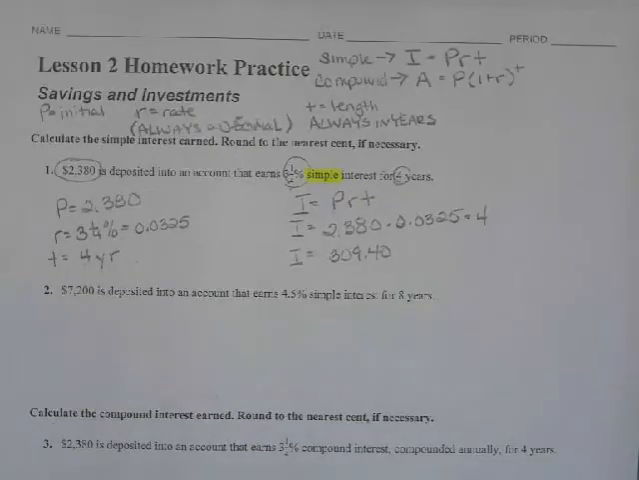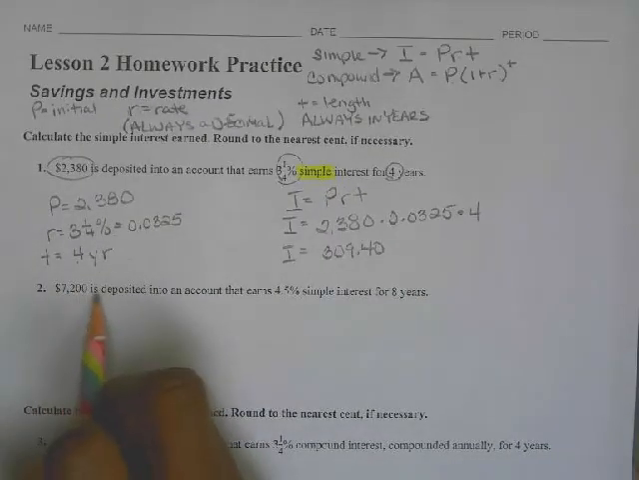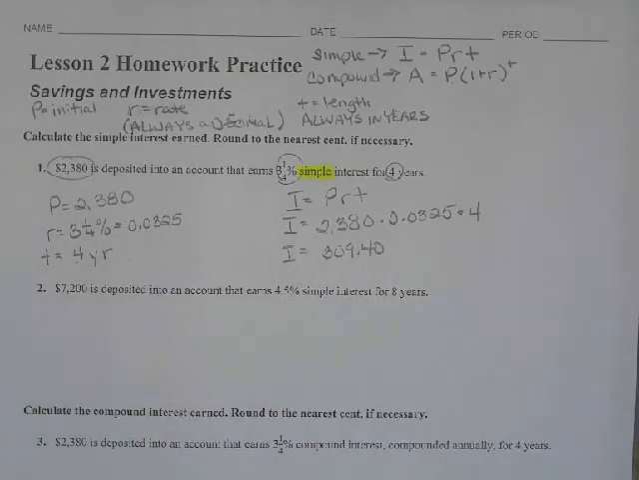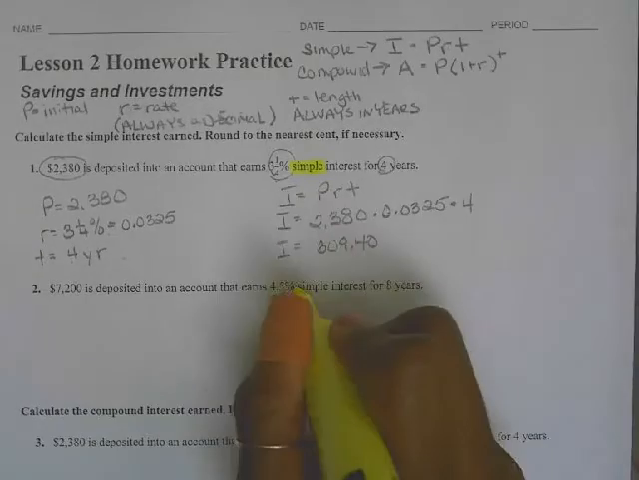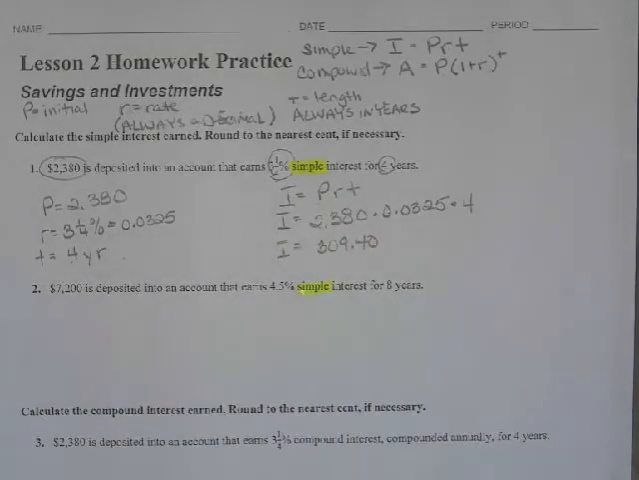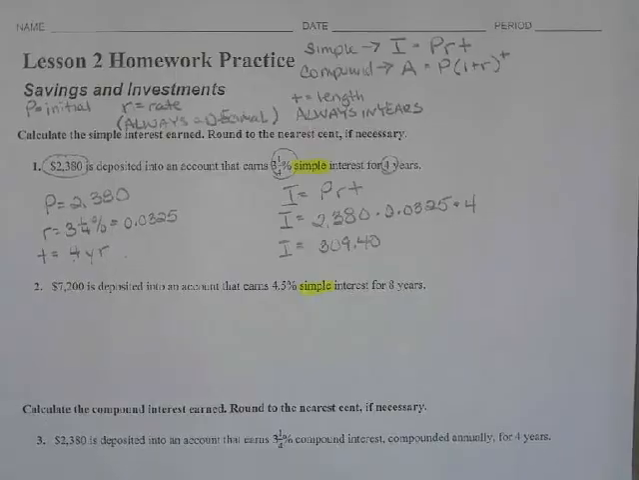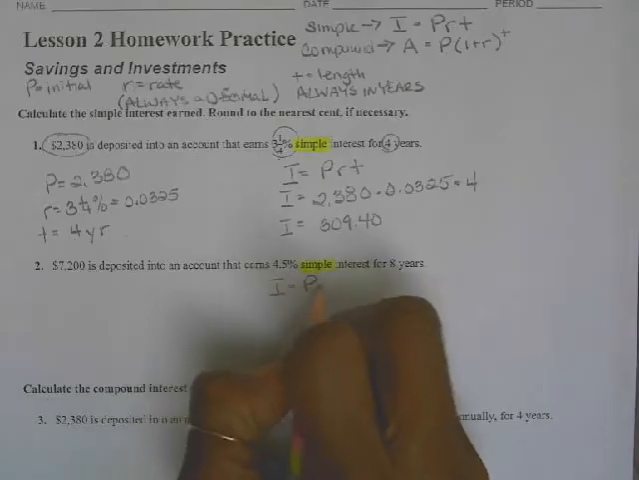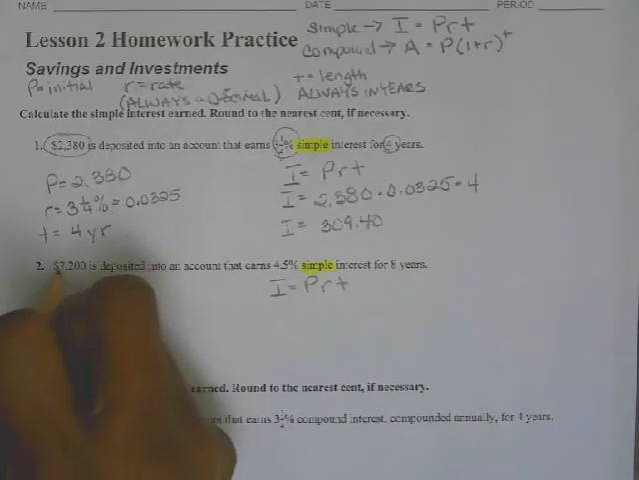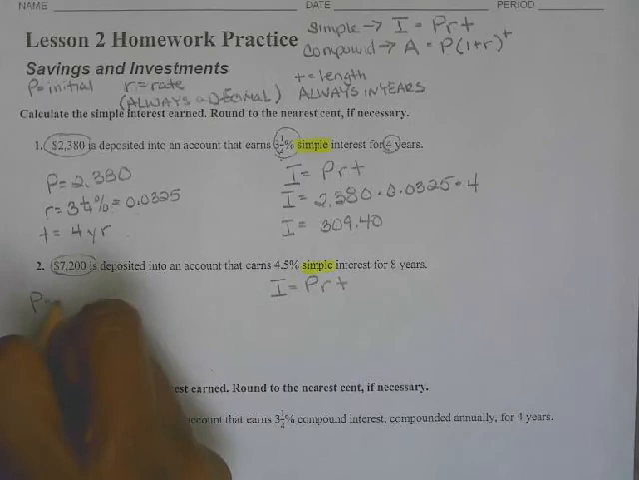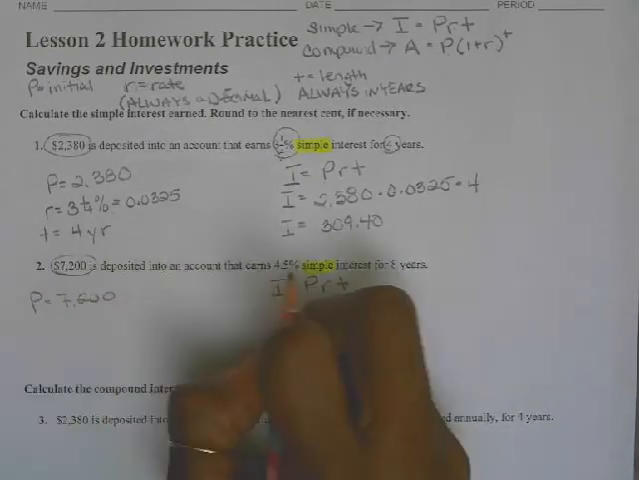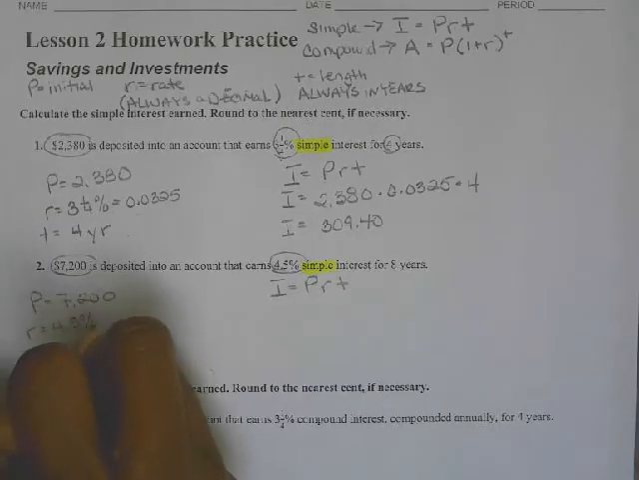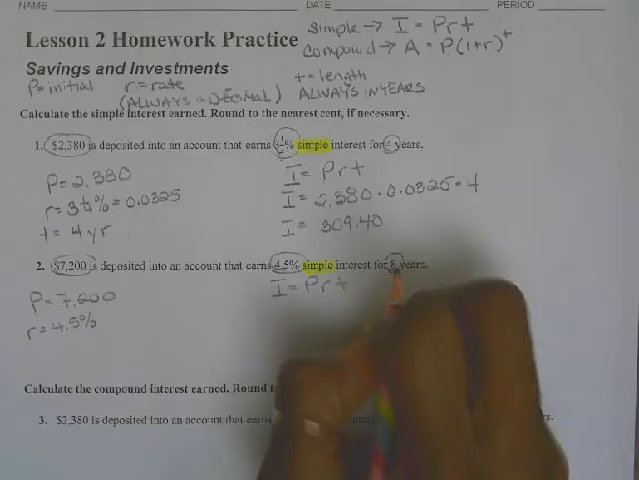All right, let's try this one. It says $7,200 is deposited into an account that earns a 4.5% simple interest rate for 8 years. So again, what kind of interest rate am I looking at? What formula do I need? I need the simple. So, I = PRT. So let me pull it out. There's my P. What is my R? 4.5%. And my T is 8 years.